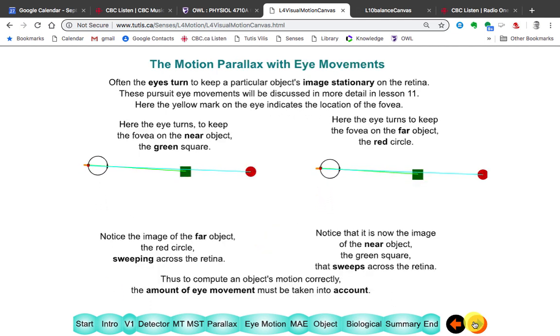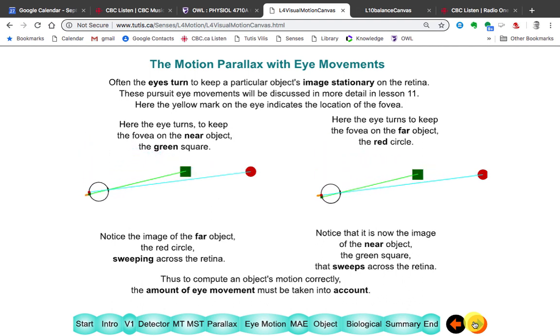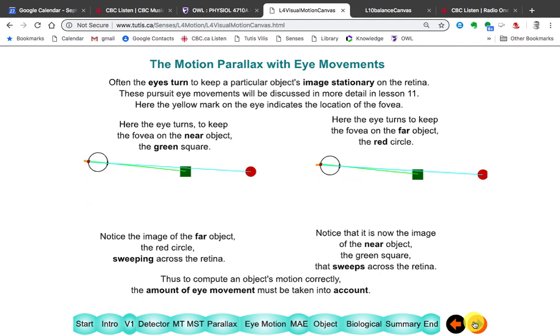Now, the other thing that complicates matters is that often when you move your head back and forth like this, your eyes turn.